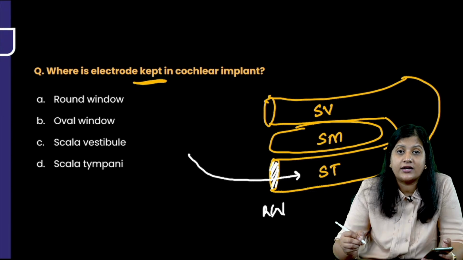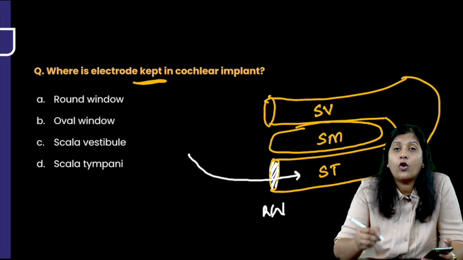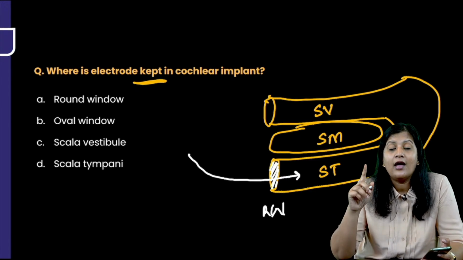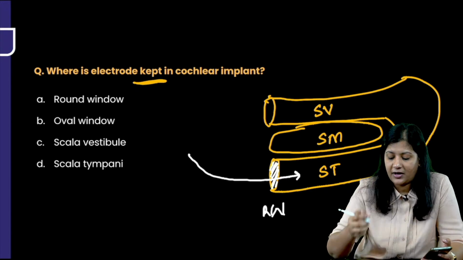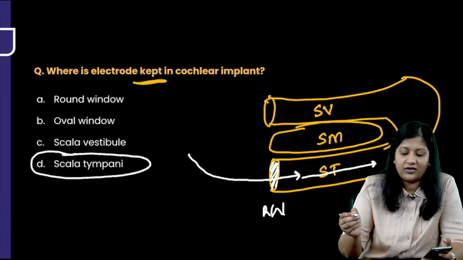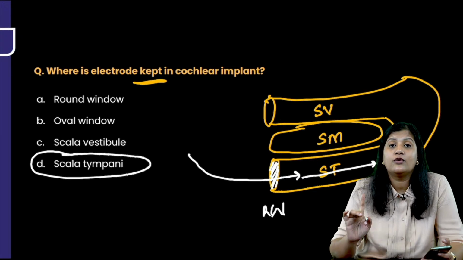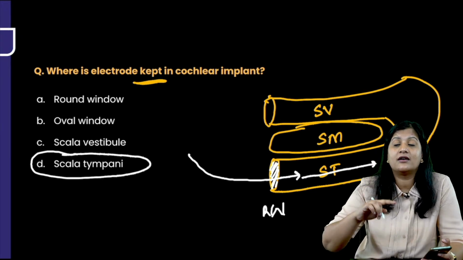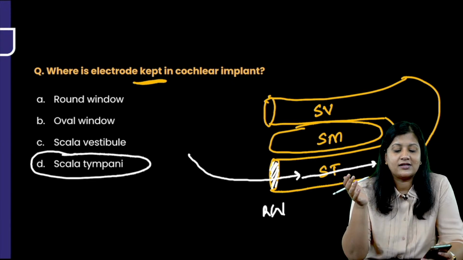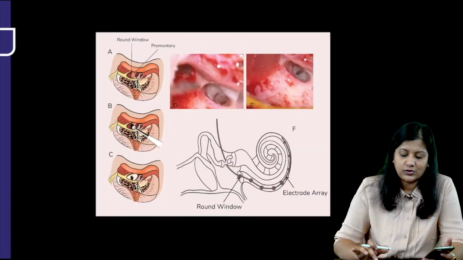So if the question was where is the electrode inserted, or through which membrane it is inserted, then the answer would have been round window. But they're asking you, where is it kept? The electrode is kept in the scala tympani of the cochlea. So you need to check, are they asking you inserted through? Then your answer will be round window. Otherwise, your answer is going to be scala tympani. So very good. I'm seeing again most of you got it right.